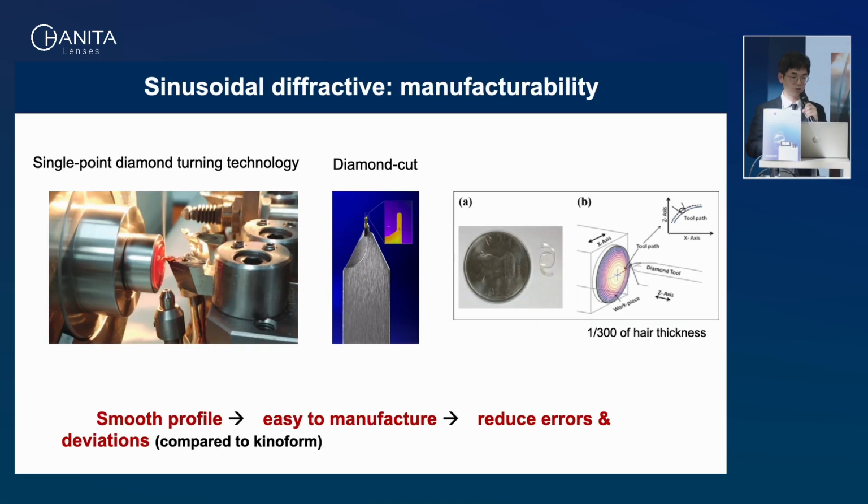One more thing, yes, manufacturability. As you can see, they use single point diamond turning technology, and with this diamond cut, they can make a very smooth profile that is easy to manufacture, so there are fewer errors and deviations in their manufacturing process.